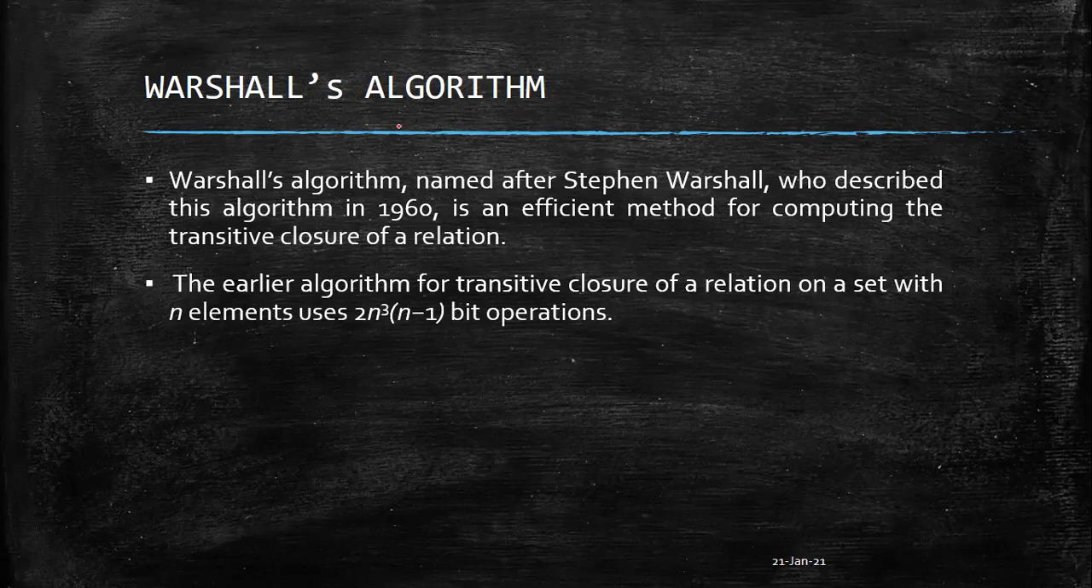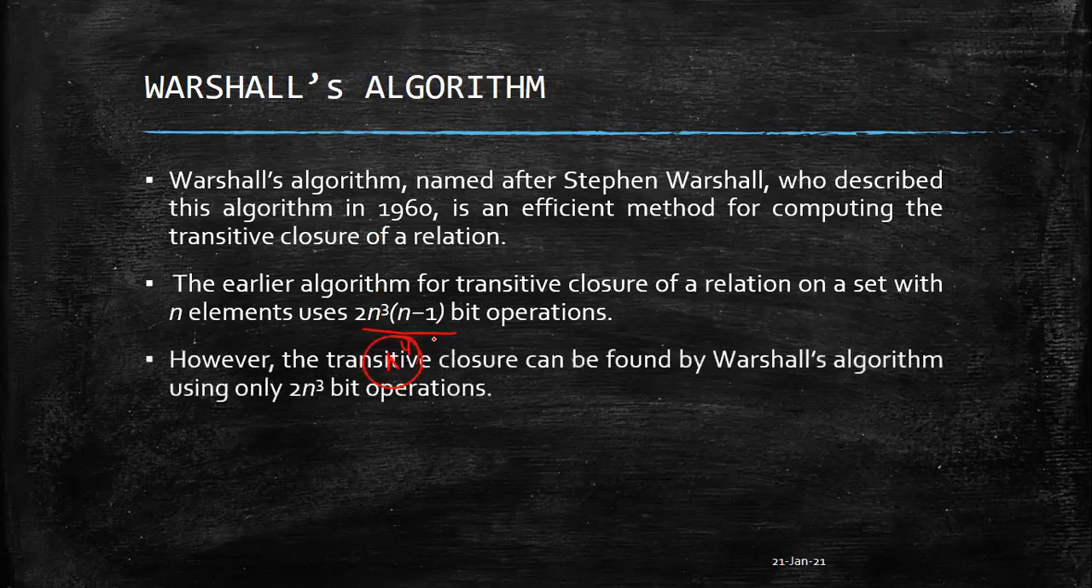So that method used 2n cube into n minus 1 bit operations, that is n power 4 bit operations. However, the transitive closure can be found by Warshall's algorithm using only 2n cube bit operations. So that is an improvement. The earlier algorithm required order of n power 4 operations, while this requires only n cube operations.